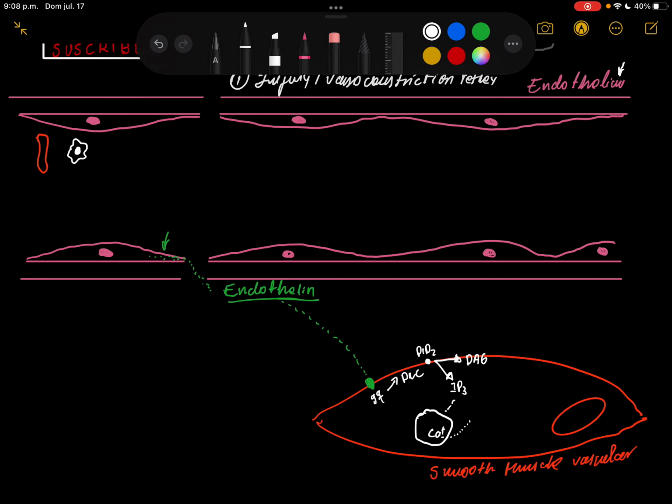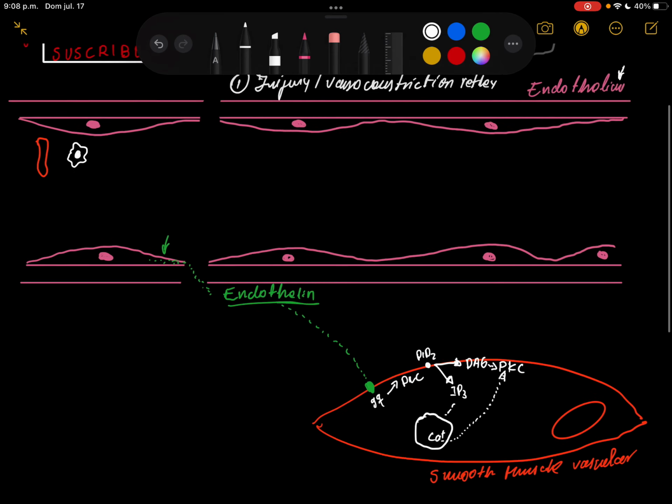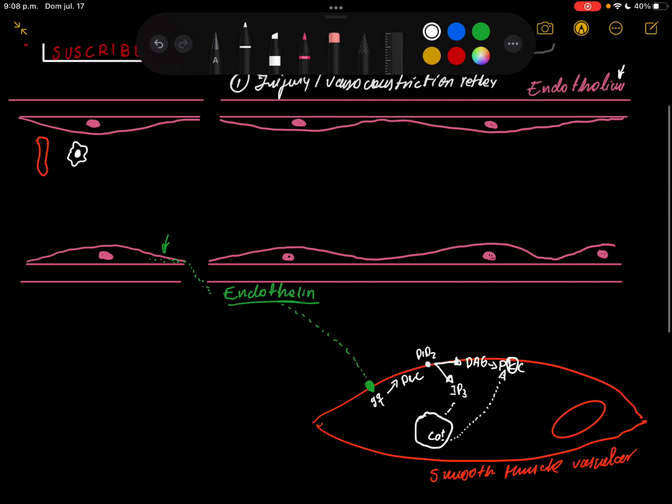Okay, calcium is going to activate a really important substance that we're going to call protein kinase C, and diacylglycerol also activates this protein kinase C. As a reminder, kinase, what does that mean? It's going to put a phosphate group on the first word. That's protein, so a protein kinase is going to put a phosphate on a protein.